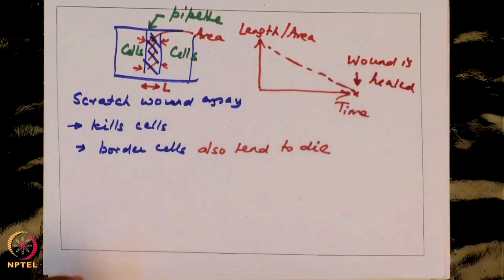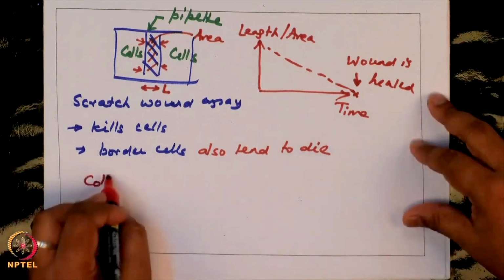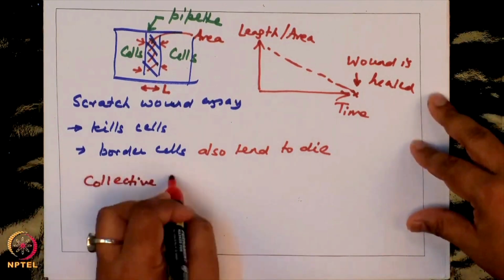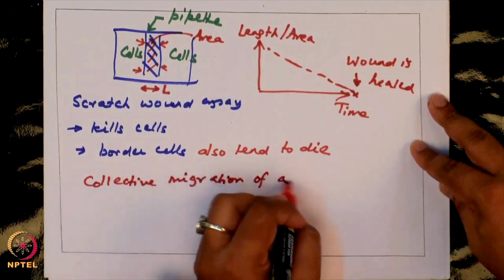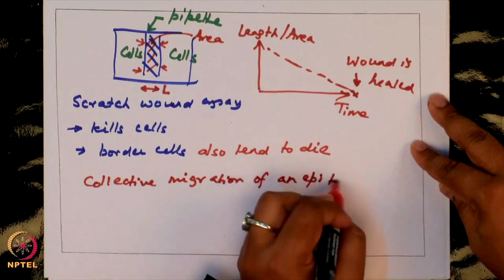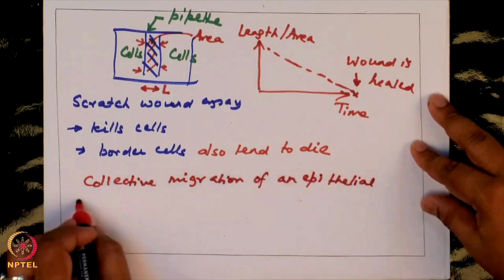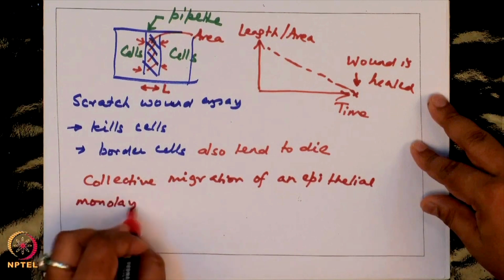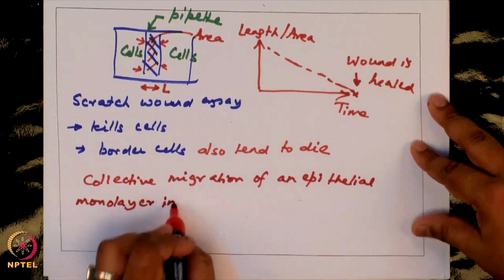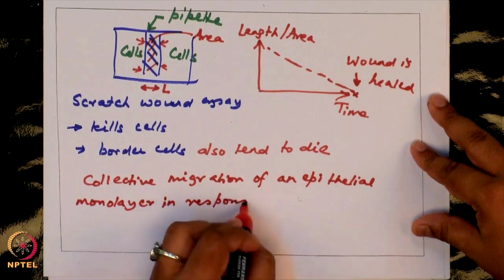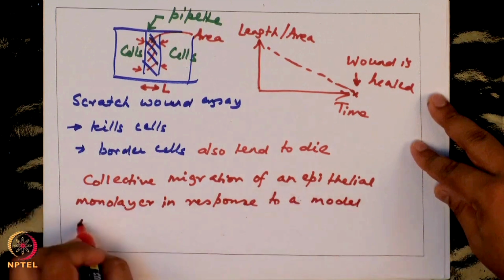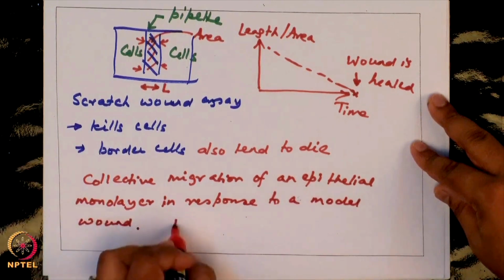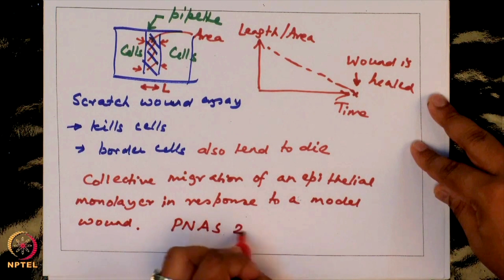What I am going to do is discuss one paper. The title of the paper is "Collective Migration of an Epithelial Monolayer in Response to a Model Wound." It was published in PNAS in 2007.